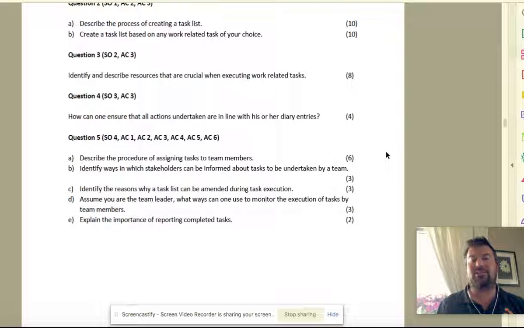And then the last one is explain the importance of reporting completed tasks. So you've completed a task. Why is it important to keep on reporting what's going on? What does it benefit the organization to make sure that reporting channels are constantly being updated? Okay, so that is question number 5.